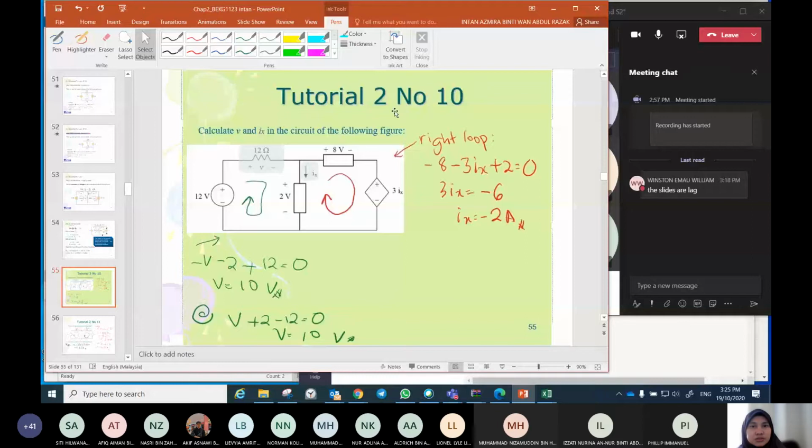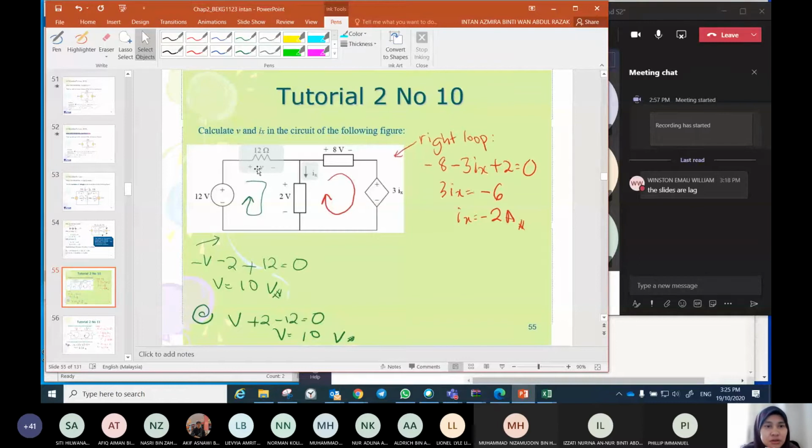This is tutorial number 10. Calculate V and IS in the circuit. V is here, the voltage drop across the 12 ohm. IX is the current that flows through this element. Just imagine this is a resistor, same as this. This is a resistor. The voltage drop across this resistor is 8 volts. The voltage drop across this resistor is 2 volts. We have a voltage source here, and this is a dependent voltage source. It is a current controlled voltage source. Okay, how to find V?